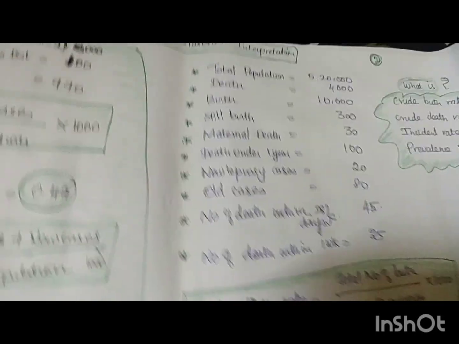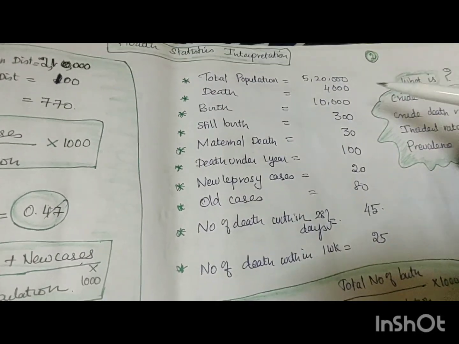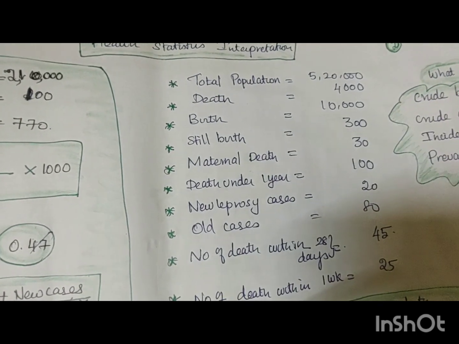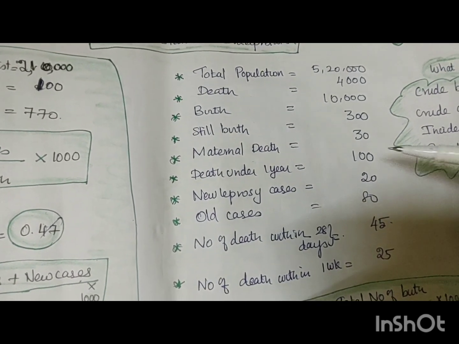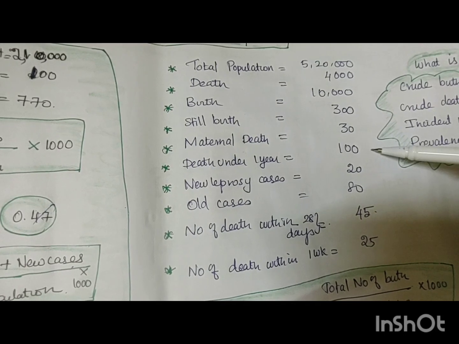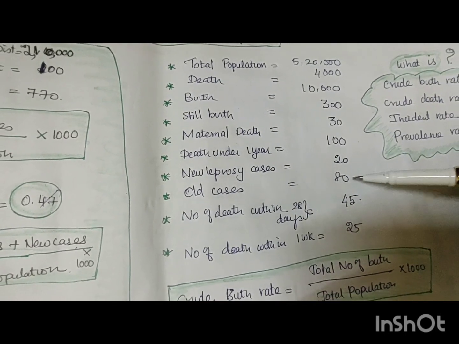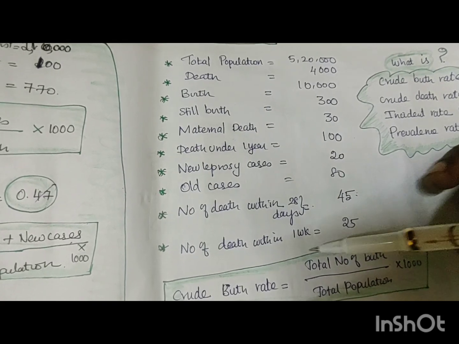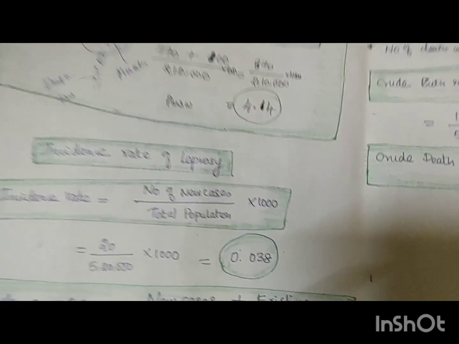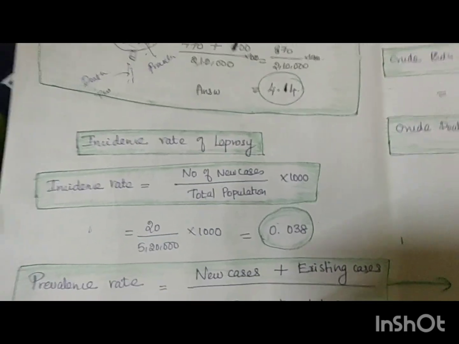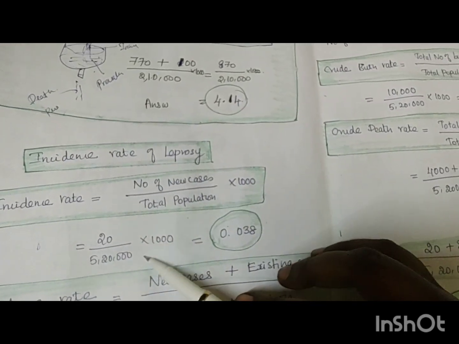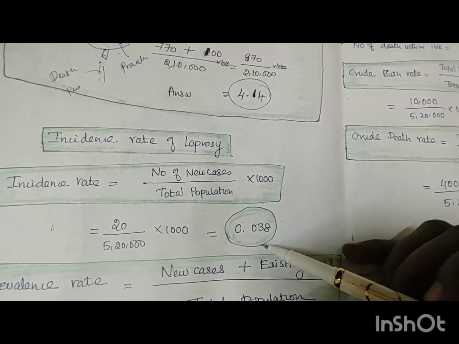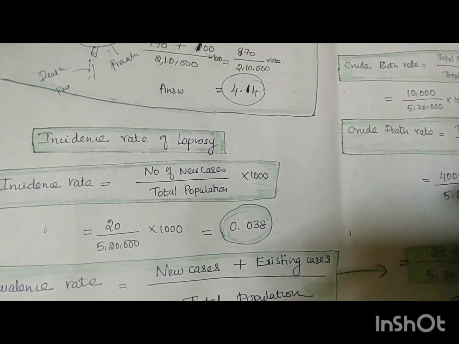Okay, next one more example we will see. Total population is 5,20,000 and deaths are 4,000, births 10,000, stillbirths 300, maternal deaths 30, deaths under 1 year 100, new leprosy cases 20, old cases 80, number of deaths within 28 days 45, and number of deaths within 1 week 25. Let us see the incidence rate. Number of new cases is 20, total population is 5,20,000, into 1000. So the incidence rate is 0.038.